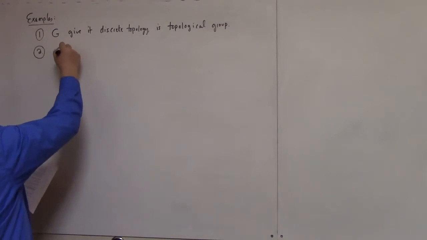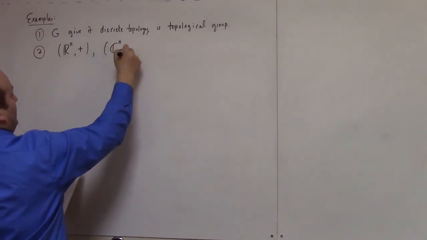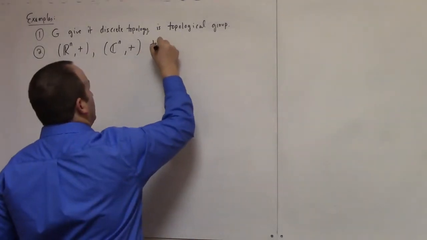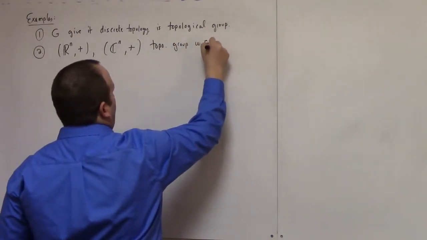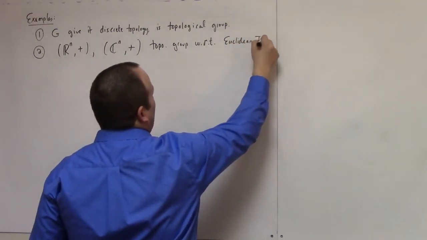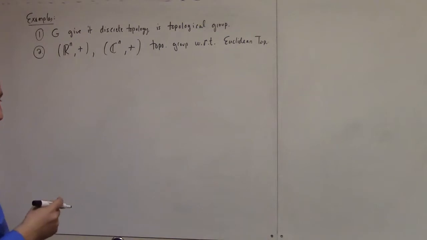Additive groups. If you take R^n paired with addition, or C^n paired with addition, so additive groups under addition, these are topological groups in the Euclidean topology. And obviously, you could also make them topological groups with respect to the discrete topology, as we have spent too much time talking about already. All right, something a little bit more interesting.